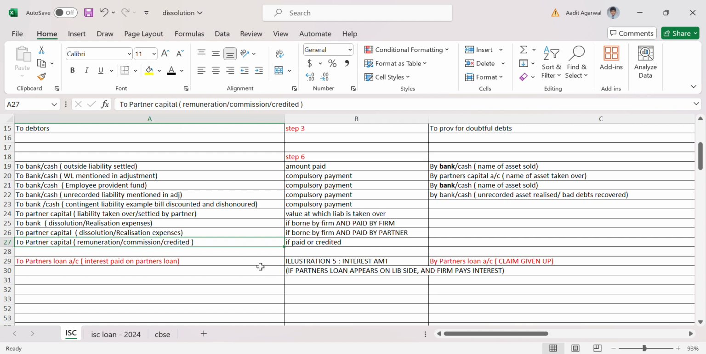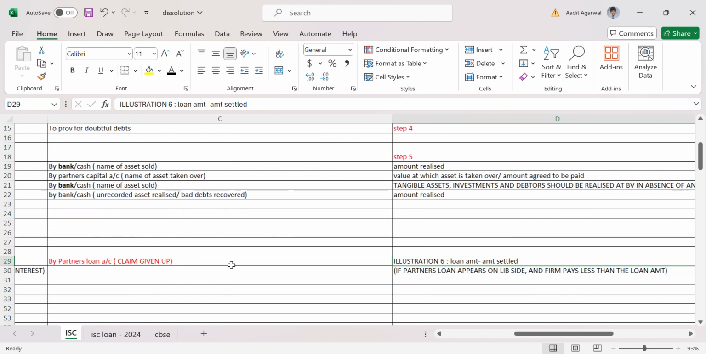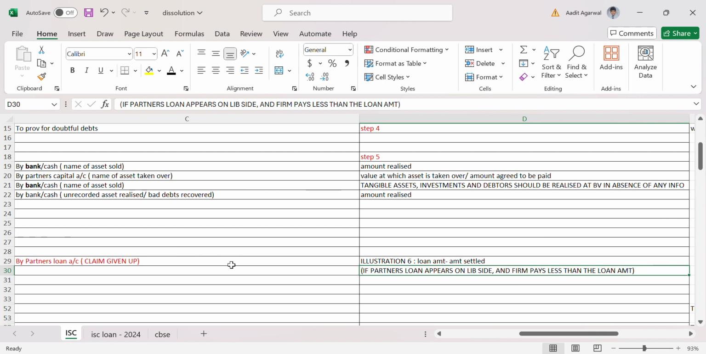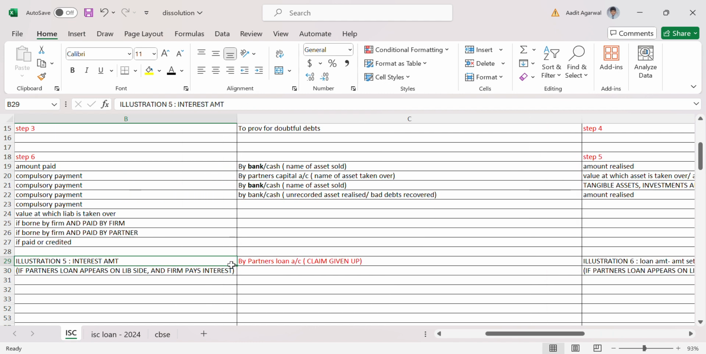Further, partner's loan account may appear on the liability side. If partner's loan account is appearing on the liability side, suppose his loan is 10,000, but we are paying him 10,500. So the extra amount that you pay him goes as interest and comes as to partner's loan account, bracket interest, 500. But suppose the loan amount is 10,000 and you are paying him only 9,800. So 200 is the claim given up, which you need to record on the credit side of realization account.